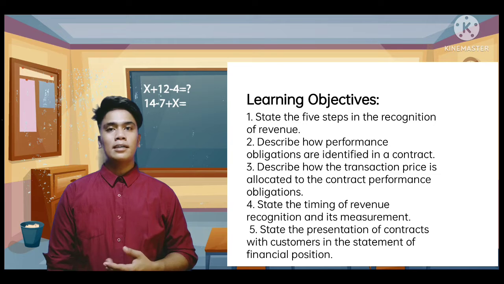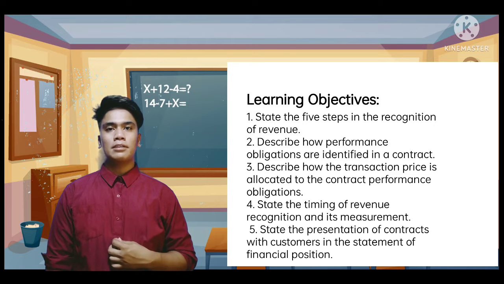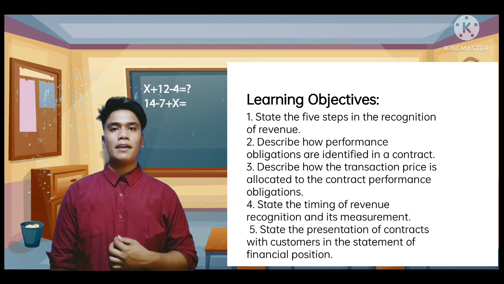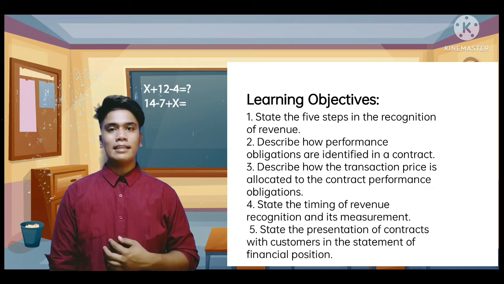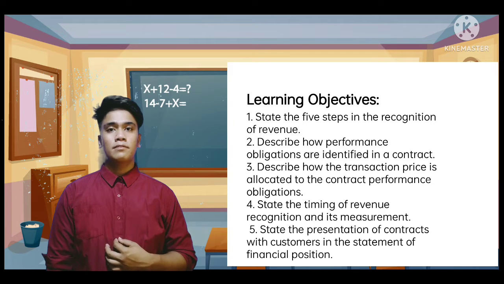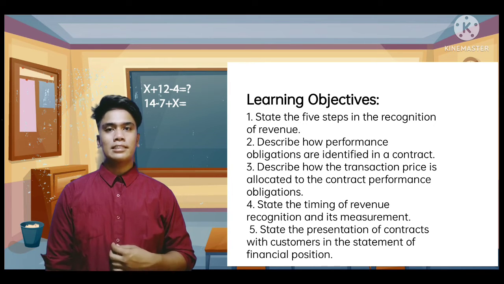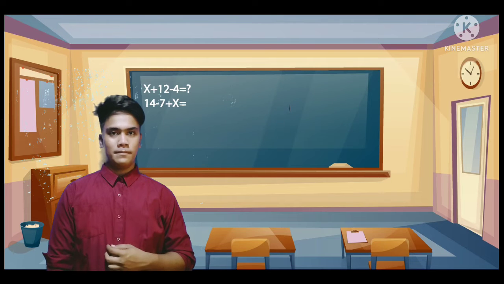So una, state the 5 steps in the recognition of revenue. Next was to describe how performance obligations are identified in a contract. Then next, describe how the transaction price is allocated to the contract performance obligation. Followed by, state the timing of revenue recognition and its measurement. And lastly, state the presentation of contract with customers in the statement of financial position.